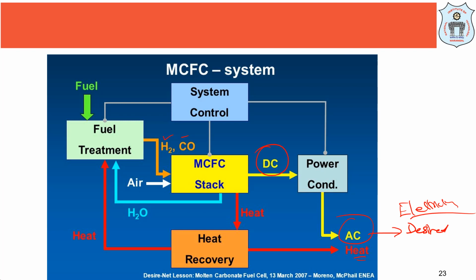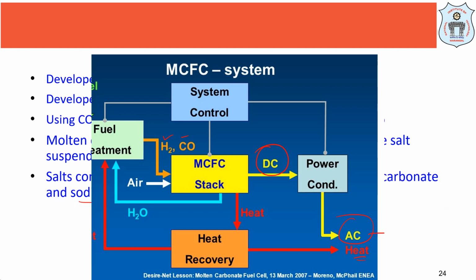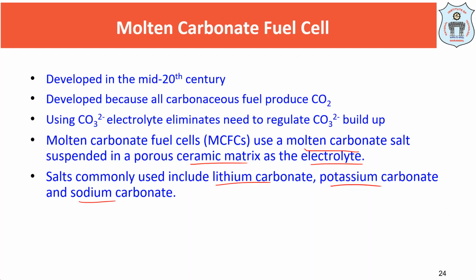So whatever power is produced from the fuel cell is DC current, so we need a conditioner where we convert DC current into AC current. That is our desired product, right? So the desired product here is electricity. Okay, so DC current is being produced. Some heat is also there. The majority of the heat will be utilized within the system, and very little heat is rejected from the system. So that is the block diagram for this molten carbonate fuel cell, if you understand it clearly.